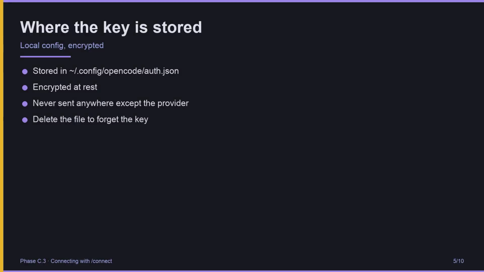Where is the key stored? In ~/.config/opencode/auth.json. Encrypted at rest. Never sent anywhere except the provider you're connecting to. If you want OpenCode to forget the key, delete the auth.json file. Next launch, you'll re-prompt for the key.